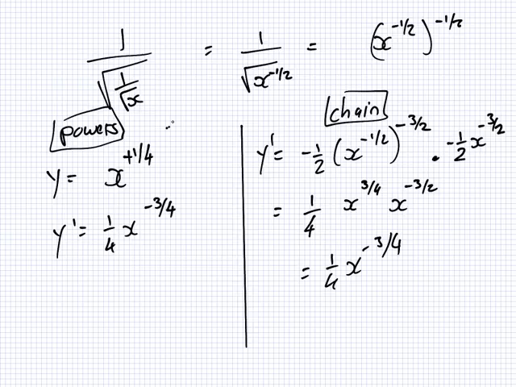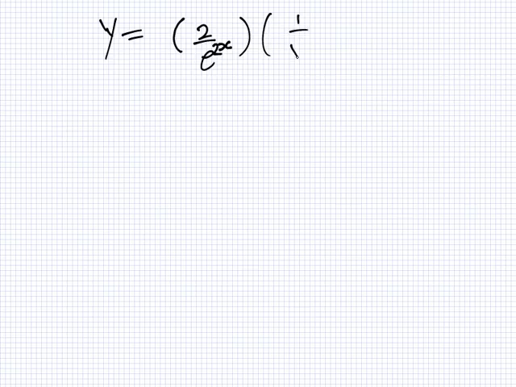Okay, what's your last question there? Bracket. 2 over e to the 2x first. X or 2x? 2x. Another bracket. 1 over root. Square root. Cos x. Yeah, go on. Is that it?